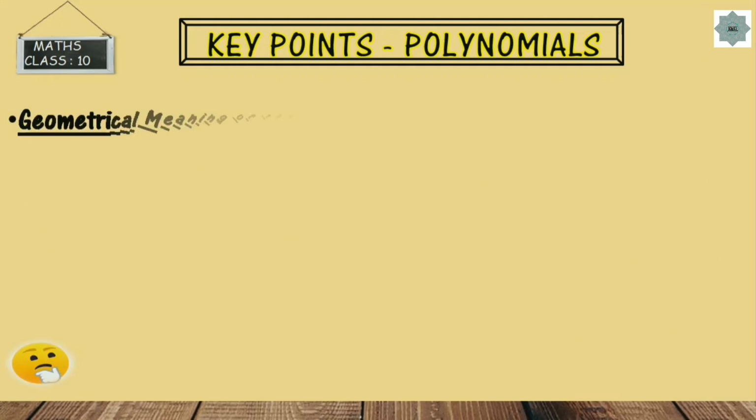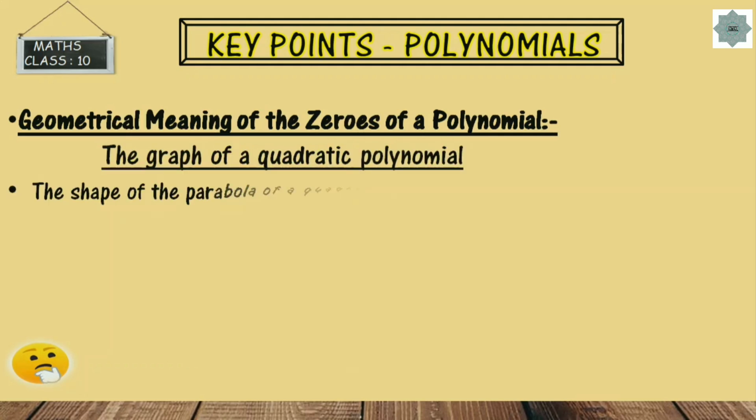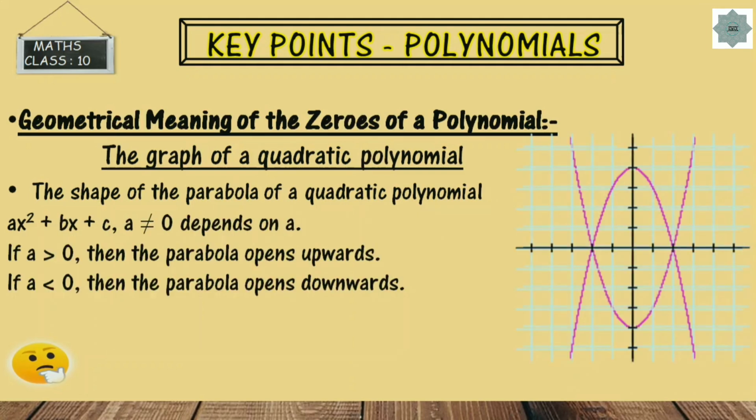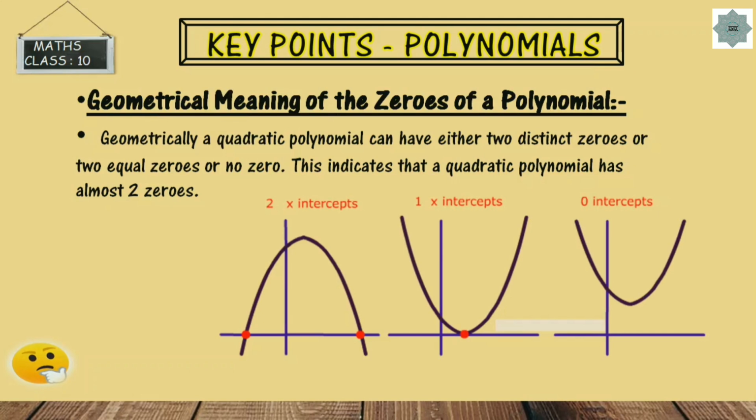The general form of the quadratic polynomial is ax square plus bx plus c, a not equal to 0. So depending on a, we have two types of parabola. If a is greater than 0, then the parabola opens upwards. If a is less than 0, then the parabola opens downwards. Geometrically, a quadratic polynomial can have either two distinct zeros, or two equal zeros, or no zero. This indicates that a quadratic polynomial has at most two zeros.